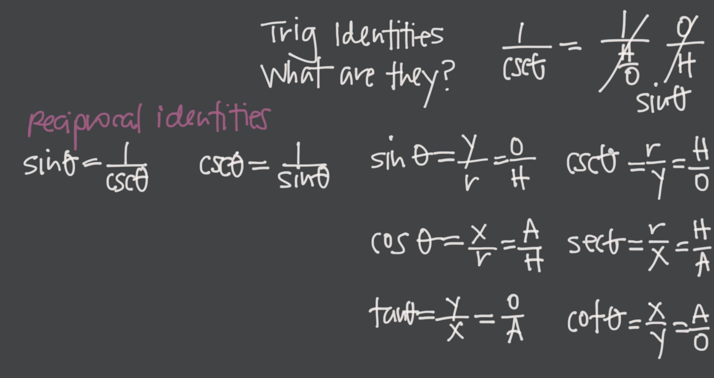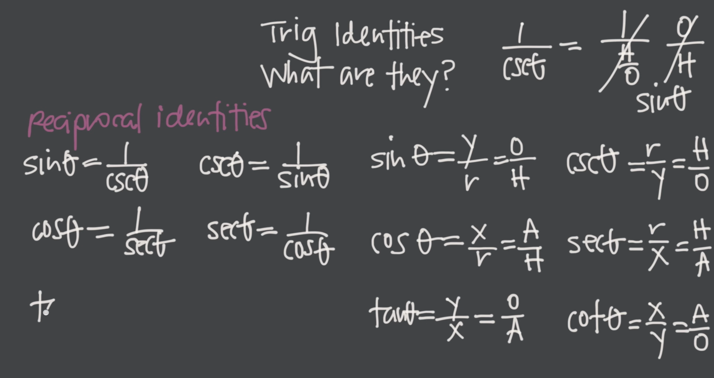So sine and cosecant are reciprocals of one another. And in the same way, cosine and secant are reciprocals, and tangent and cotangent are reciprocals. So my reciprocal identities are cosine theta is 1 over secant, secant is 1 over cosine, tangent is 1 over cotangent, and cotangent is 1 over tangent.